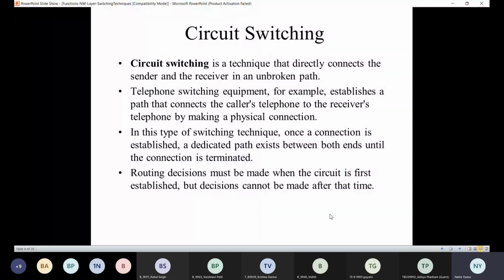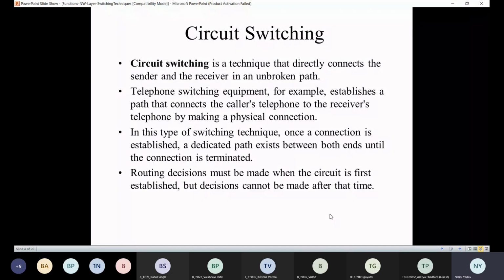So that is my circuit switching. As I told you yesterday, the telephone switching equipment is an example of circuit switching. It establishes a path that connects the caller's telephone to the receiver's telephone by making a physical connection, right? So that is my circuit switching.